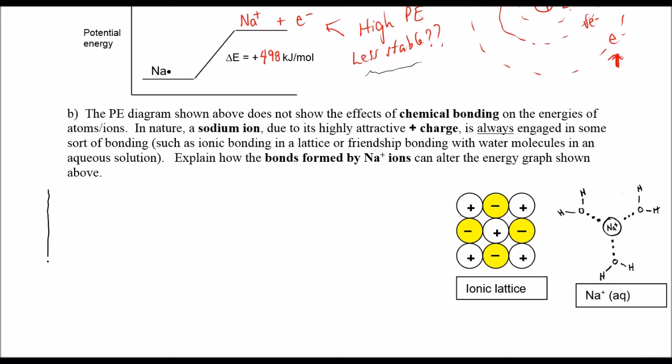So go ahead and do this with me, if you haven't already. Make a new graph of potential energy. Start kind of in the middle here this time, and let that be the Na neutral. And then consider going uphill to make the ion.